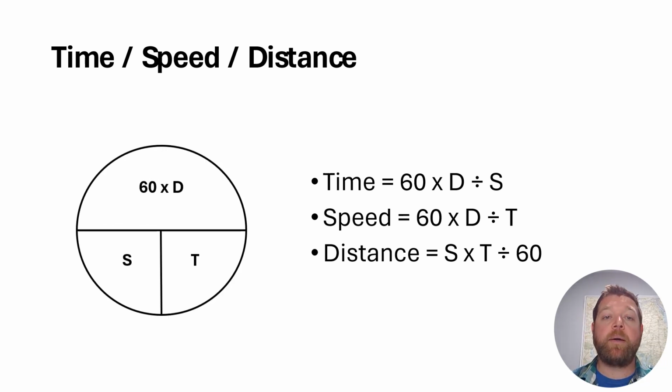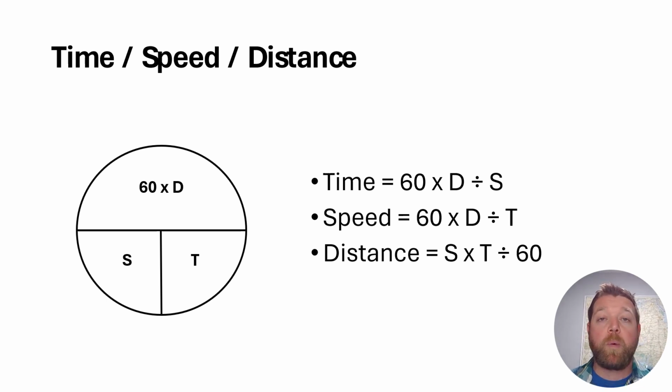In this lesson, we're going to talk about how to calculate time, speed, and distance. And what I've found for teaching this is you've got three different formulas that you can memorize to calculate your time, speed, and distance. I like to use what we call 60D street. That's the diagram you see on the left here.